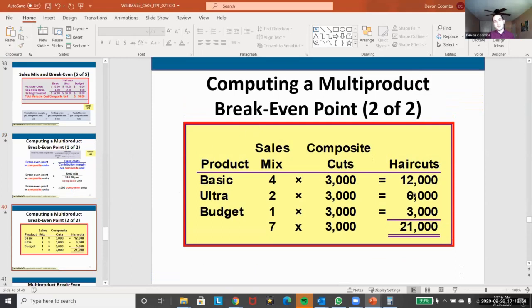And then we can calculate the number of haircuts. We just take the sales mix and multiply it by the number of cuts. So 3,000 times the 4, 3,000 times the 2, 3,000 times the 1. We have the number of haircuts we need to do in order to make our break-even point.